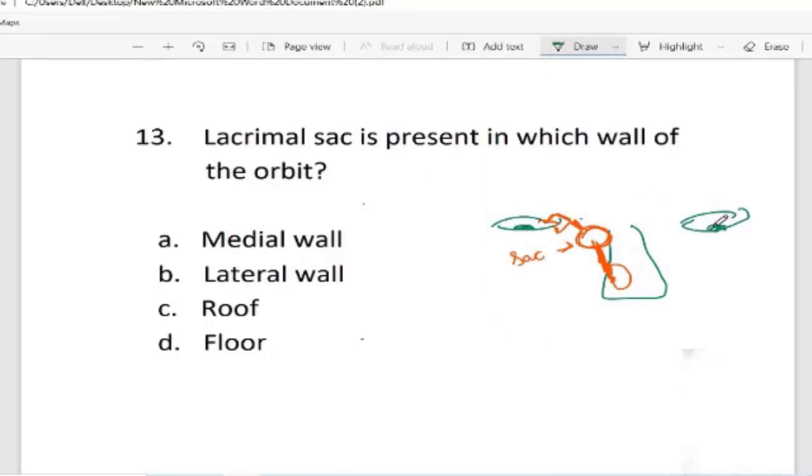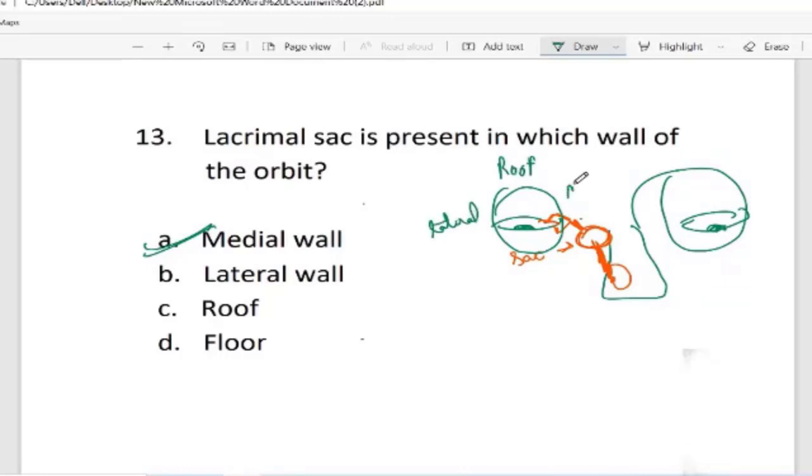Suppose this is my orbit on both sides. So the lacrimal sac is present in which wall? Medial wall. Nothing fancy, very simple. So the lacrimal sac is present in the medial wall of the orbit. You can see this is the orbit, this is the medial wall. This is the roof of the orbit, this is the lateral wall. So this is the medial wall, and the lacrimal sac is present in the medial wall.